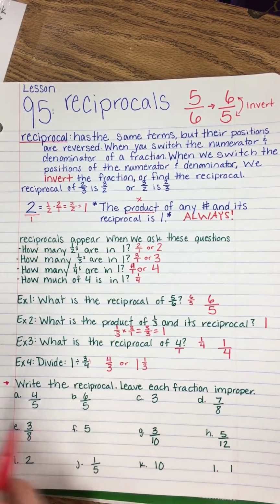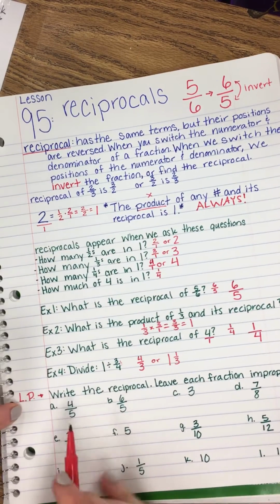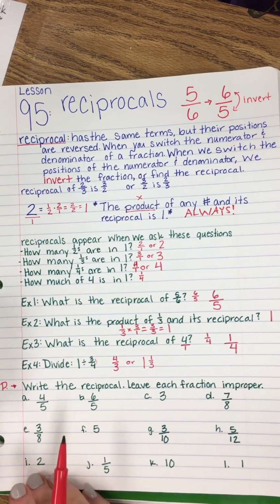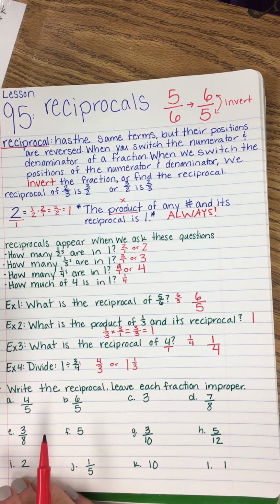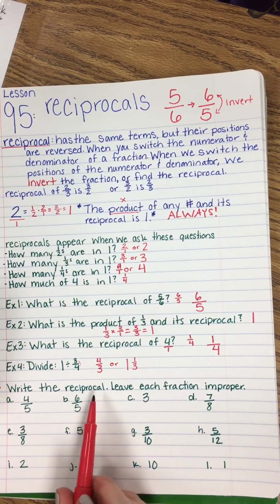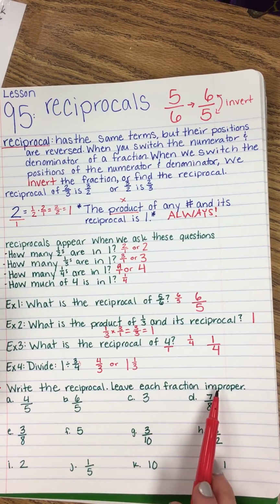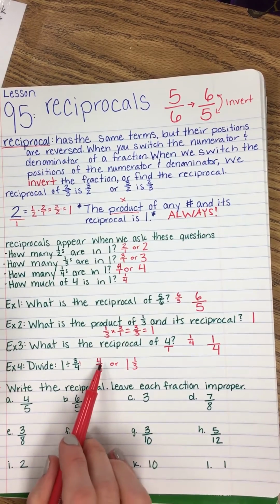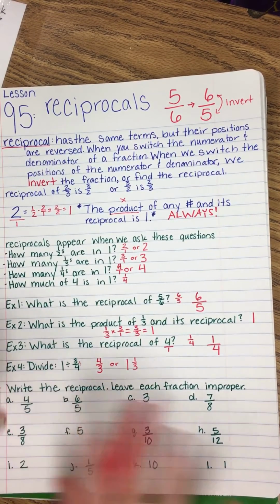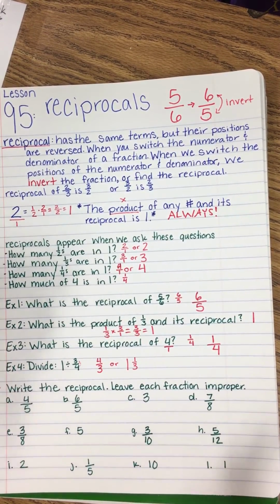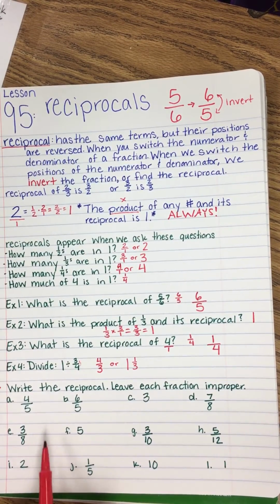So for your lesson practice, which I don't know if you can see, I'll sneak that over there. That says lesson practice is write the reciprocal. Leave the fraction improper. I know some of these you're going to be like, 4/3, I can make that 1 1/3. Just leave it, okay? Because we want to show you something when you get back to class.